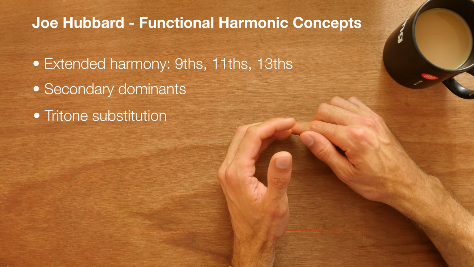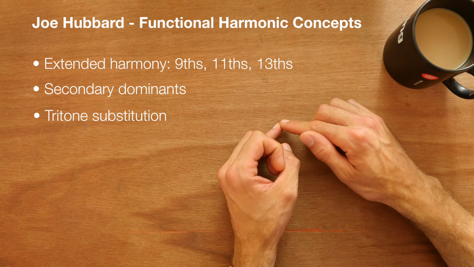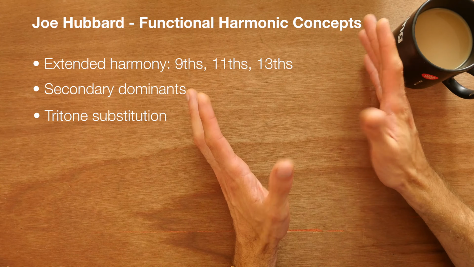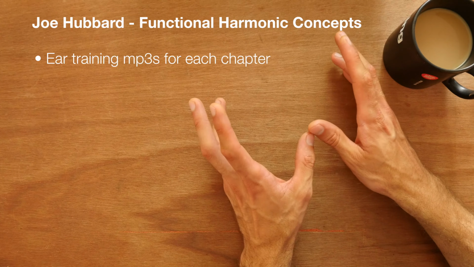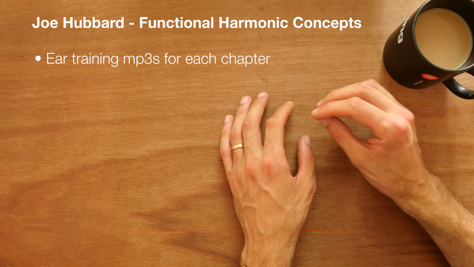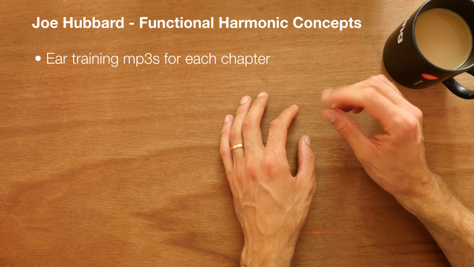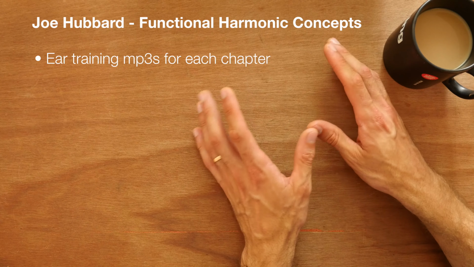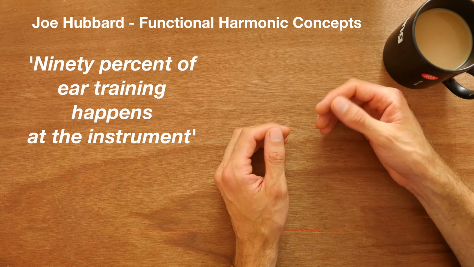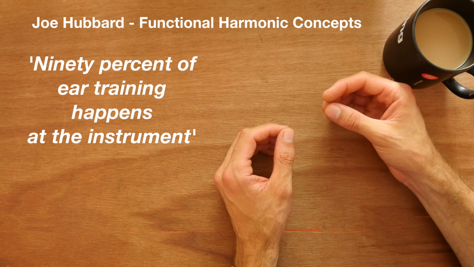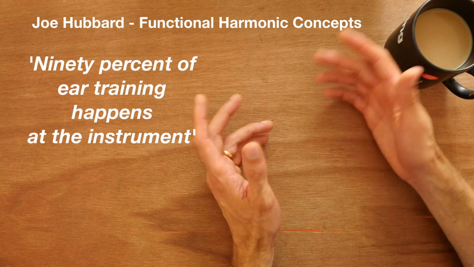One of the best things that I think comes with this book, that other authors have neglected, I should add, is that Functional Harmonic Concepts comes with a set of MP3s with ear training examples, because the most important thing really with this is that you hear what you're doing. And Joe makes a very good point in a lot of his lessons when he says that 90% of ear training actually happens at the instrument. The only way that you get this stuff into your ears is by playing it a hell of a lot and getting used to those sounds, adding those sounds to your everyday musical vocabulary.